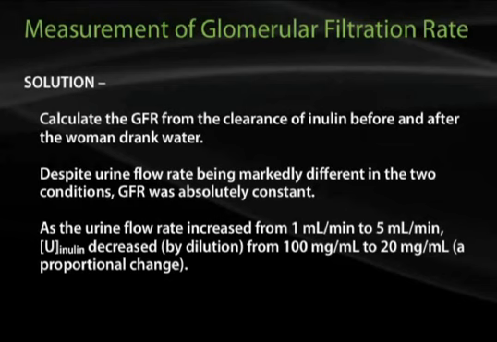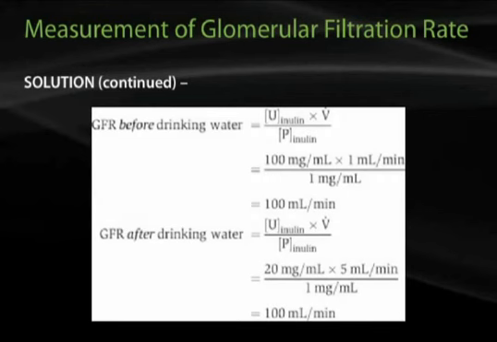If we calculate the GFR from the clearance of inulin before and after the woman drank water, we'll see that GFR was absolutely constant. As the urine flow rate increased from 1 milliliter per minute to 5 milliliters per minute, urine concentration of inulin decreased by dilution from 100 mg per milliliter to 20 mg per milliliter, a proportional change.